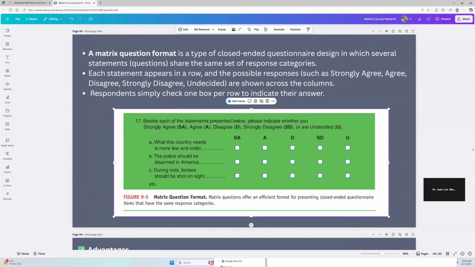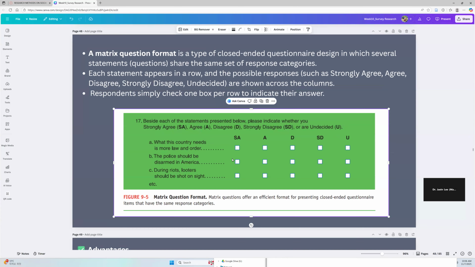Beside each statement presented below, please indicate whether you strongly agree, disagree, strongly disagree, or undecided. So undecided might be a missing value because they don't know and do not have a specific opinion. But strongly agree would mean the most favor, and strongly disagree would be the least favor about that situation. That what this country needs is more law and order.